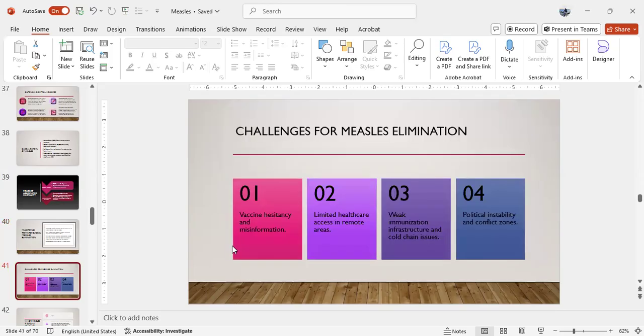Challenges for measles elimination involve: first, vaccination hesitancy and misinformation. Second, limited healthcare access in remote areas. Third, weak immunization infrastructure and cold chain issues. Fourth, political instability and conflict zones.